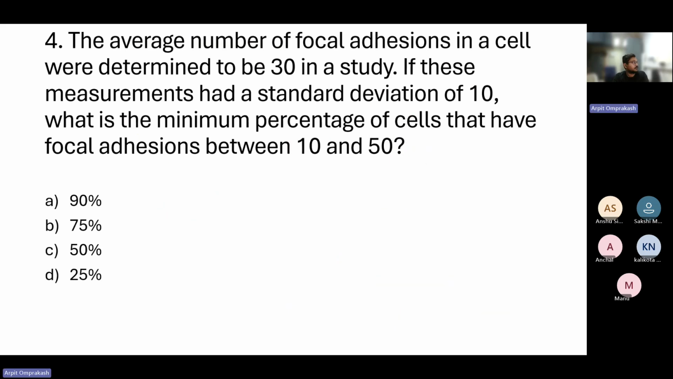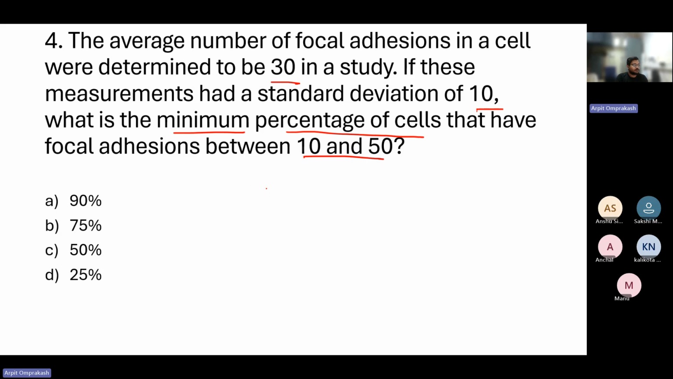So the next question is, the average number of focal adhesions in a cell was determined to be 30 in a study. If these measurements had a standard deviation of 10, what is the minimum percentage of cells that have focal adhesions between 10 and 50? Again, we are given the mean and the standard deviation, and we are asked for the minimum percentage of data within a given range, here 10 and 50. So again, we need to use that formula.